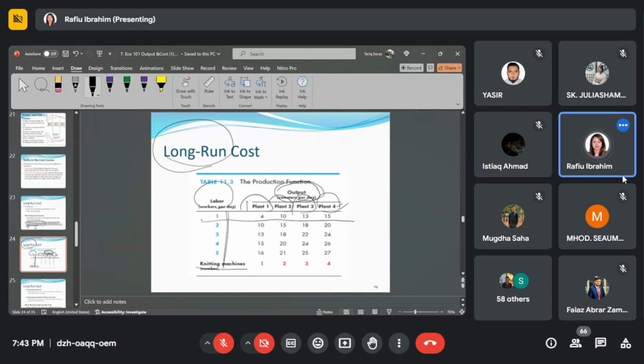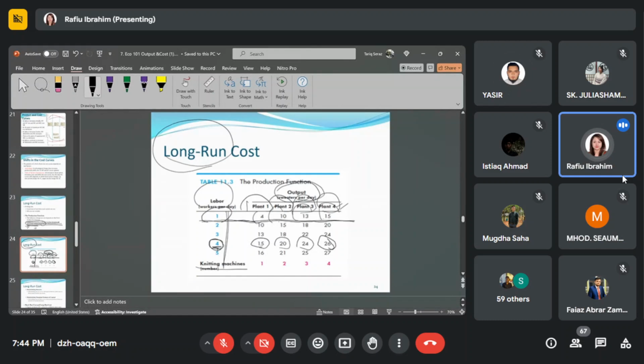The first row depicts the production of a single worker. If we have only one worker, and he is employed in different plants, in that particular case, this will be his production: 4, 10, 13, and 15. If we are hiring 4 workers, for instance, then from plant 1, it's going to be 15 sweaters. And from plant 2, it's going to be 20 sweaters. Plant 3 gives us 24. And plant 4 gives us 26 sweaters by deploying 4 workers in that same factory.